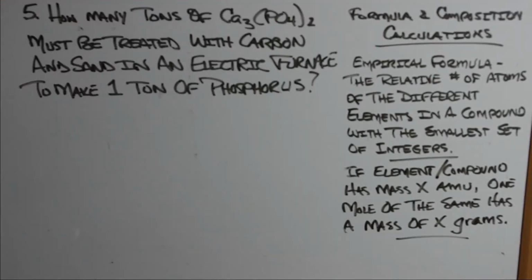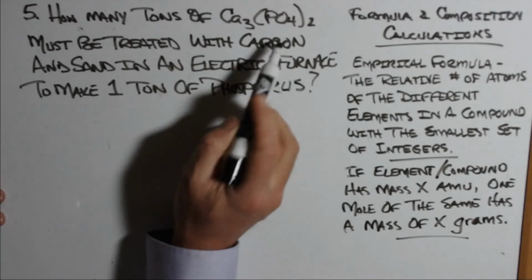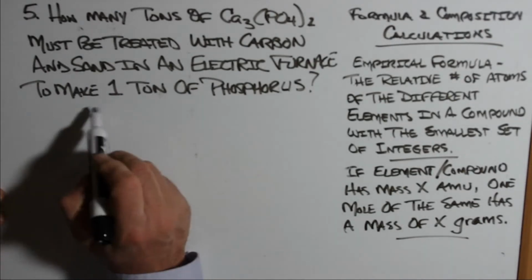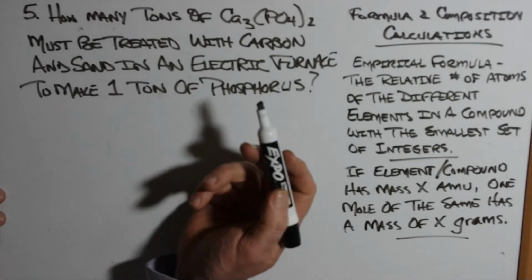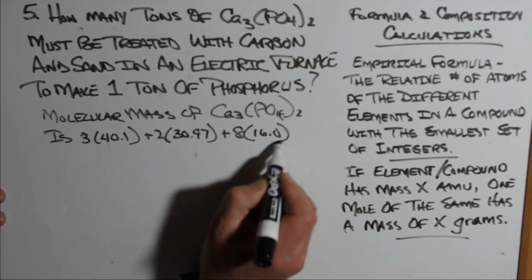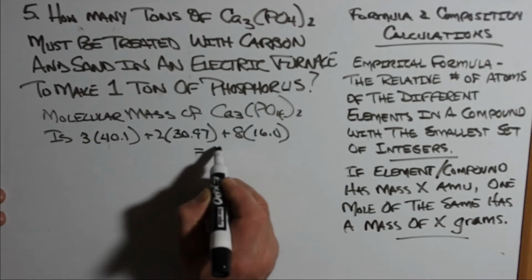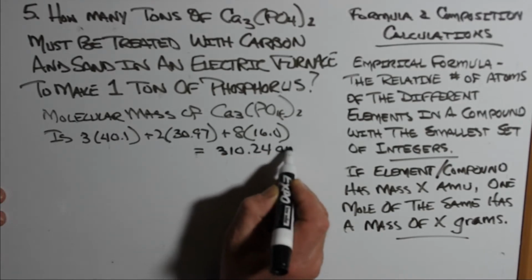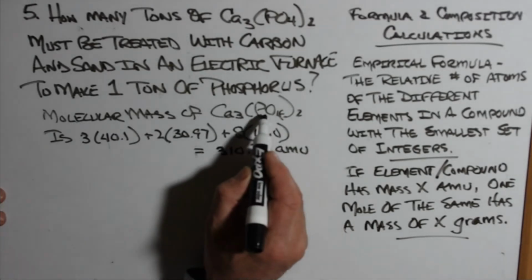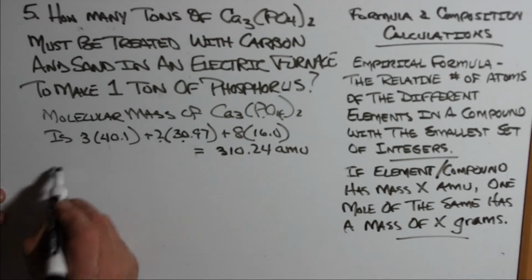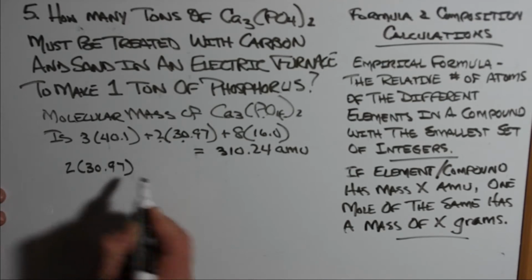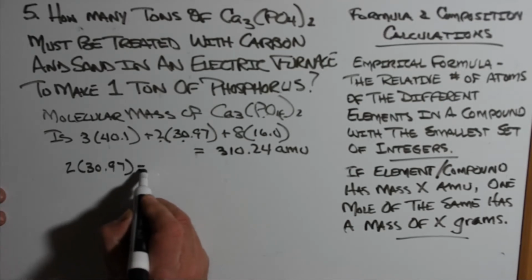The final problem in this set: how many tons of calcium phosphate must be treated with carbon and sand in an electric furnace to make 1 ton of phosphorus? Sounds like a crazy problem, and you scratch your head and figure out what you want to do. But first thing, as always, molecular mass of the compound you're working with: 3 times the mass of calcium plus 2 times the mass of phosphorus plus 8 times the mass of oxygen. We get 310.24 AMU.